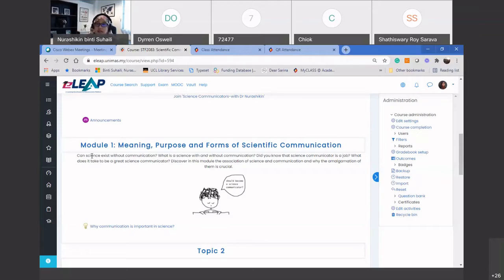What do you think if, let's say, you just do the research, you get good results, but you don't communicate it? What I mean by communicate is you don't tell people about the results, you don't write any article, you don't write any report, you don't present it to the public. So what happens? What happened, guys? Can I have some answers from you? Why is it important to have communication in science?